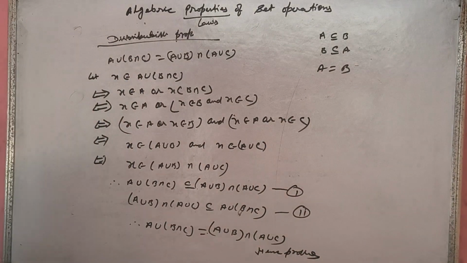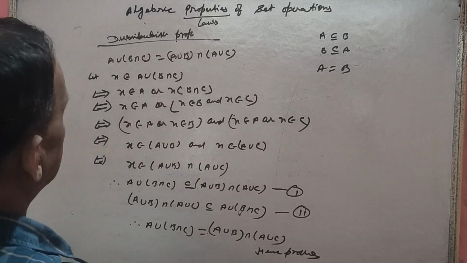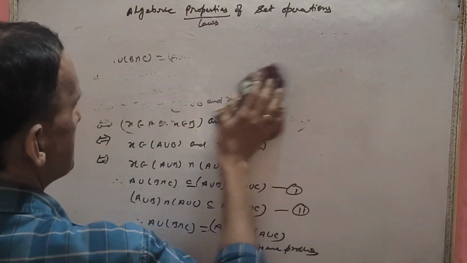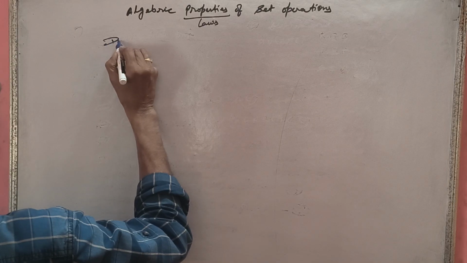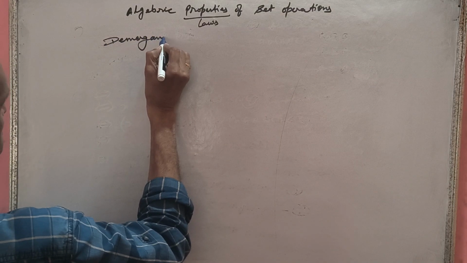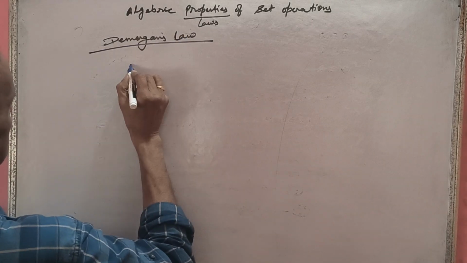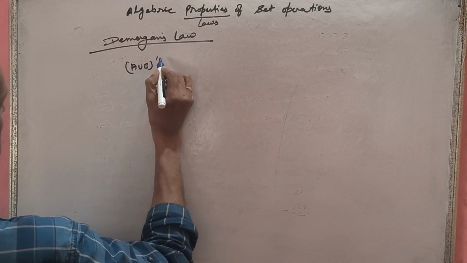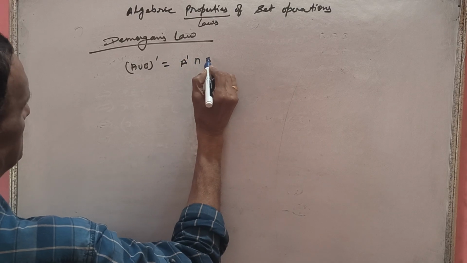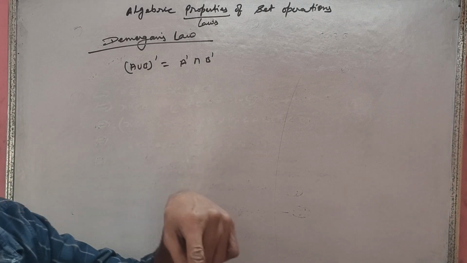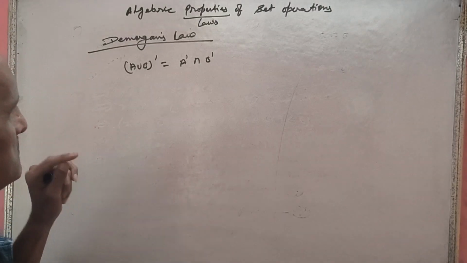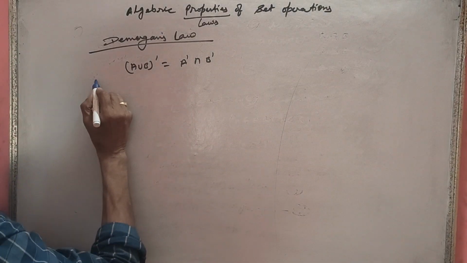This is a very important property, the distributive property, to prove. Similarly, we can do another one. One more important one I want to explain to you: De Morgan's law. There are two, both are similar, but if you understand one, you can write down De Morgan's law. A union B whole complement equals A complement intersection B complement. This is De Morgan's law, the first one, over union. We have another one also over intersection. It is almost similar, so if you understand this one, try to understand this.